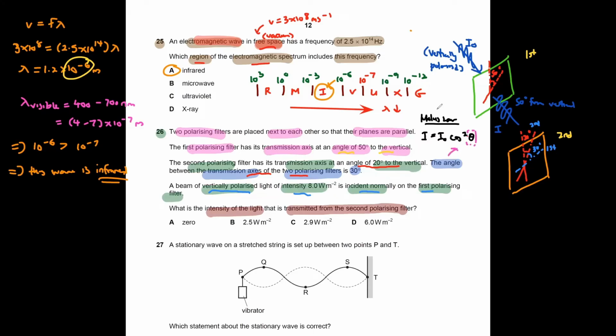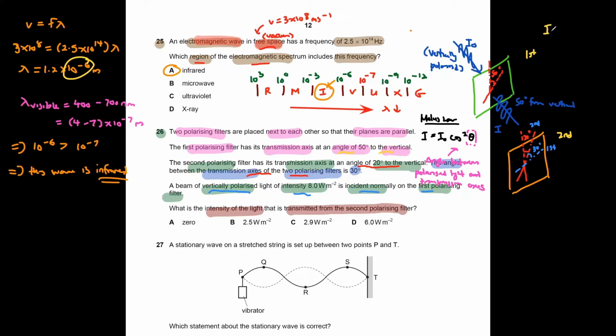The theta is actually the angle between the polarized light and the transmission axis. The angle between your polarized light as well as your transmission axis. So in my case, if I apply I = I0 cos² theta here for the first polarizer, it will be something like this.